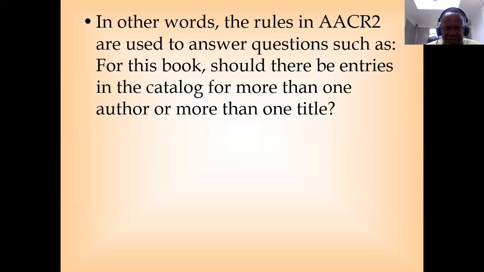And then thirdly, the rules are used to answer questions such as, for this book, should there be entries in the catalog for more than one author or more than one title? Of course, the rules tell us if you have, for instance, 3 authors, one of them takes the main entry, but you also prepare added entries for the other 2. And all that, we derive it from the rules.